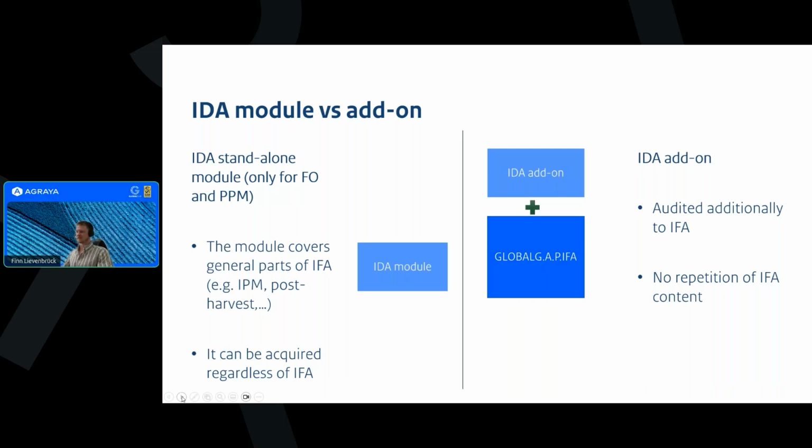On the right side, we can then see the IDA add-on, which is audited additionally to IFA. So there is no repetition of the IFA content. The compliance criteria that I mentioned before are not in this add-on. This is purely about digitalizing the data, and how that works we are going to look at in the next slides.